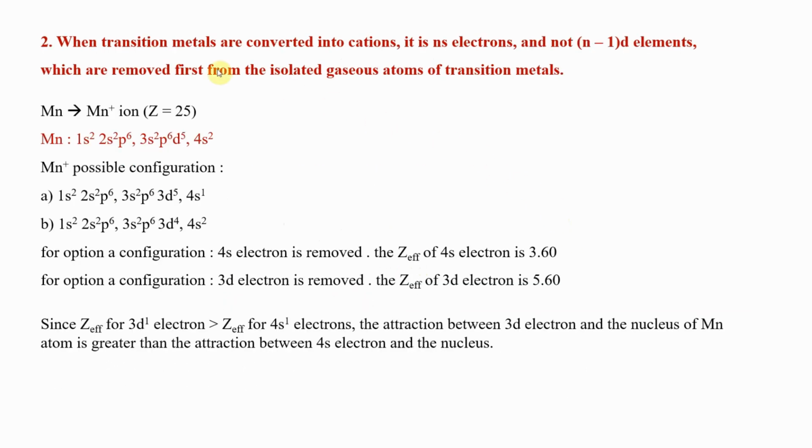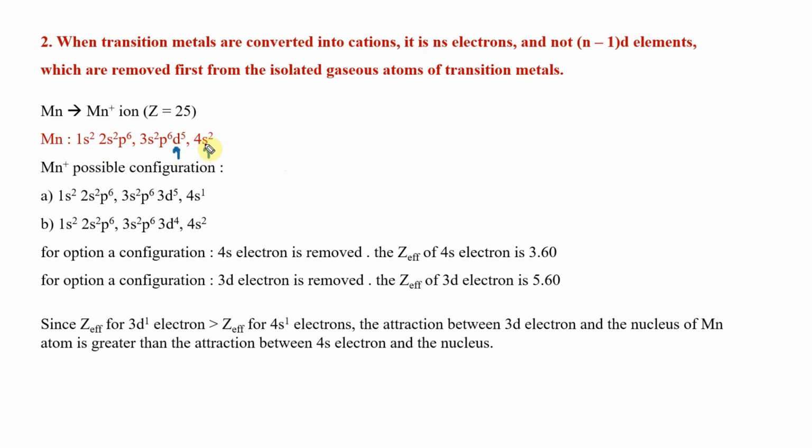The second important thing you can understand from Slater's rule is that when transition metals are converted to cations, like manganese going to Mn+, it's the ns electron that is removed, not the (n-1)d electron. While filling we first put 4s and then 3d, but while removing we go in reverse. Can Slater's rule explain it? Let's look at it this way. This is manganese, and we need to remove one electron. We can take either this electron or this electron.